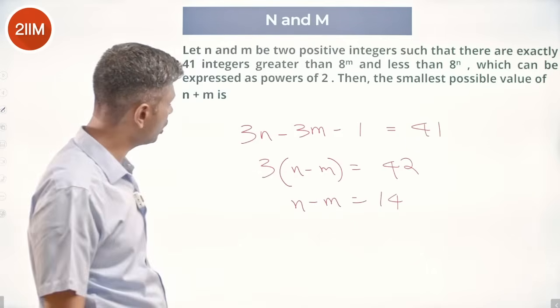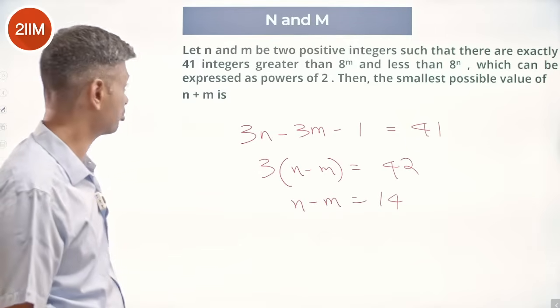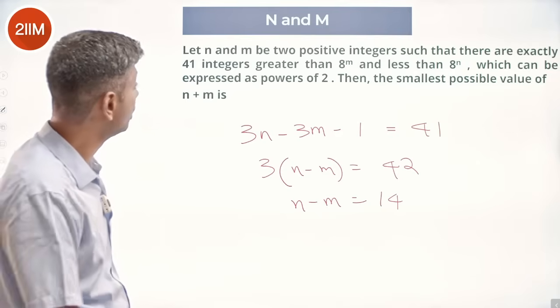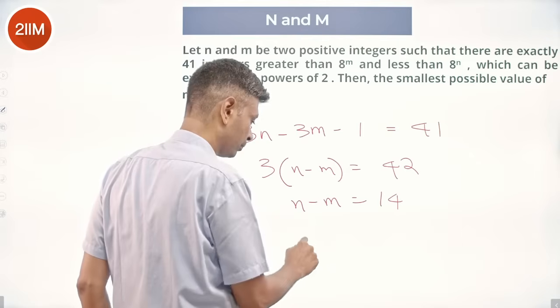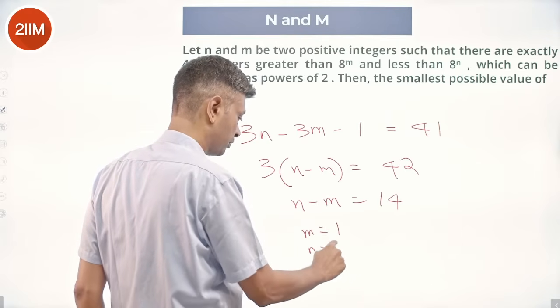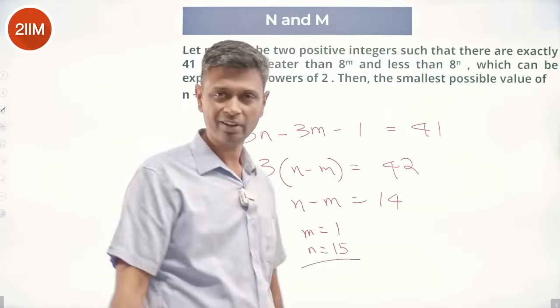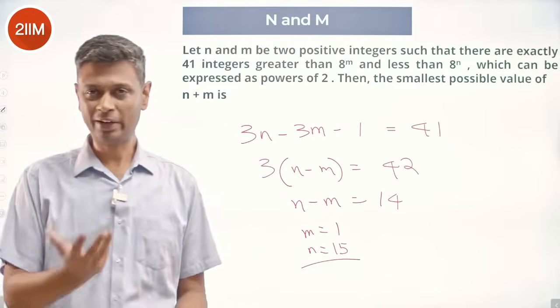What are the smallest values of m plus n? n minus m is 14. All we need is m and n to be two positive integers. So m could be 1, in which case n is 15, and 1 plus 15 is 16. Done. Once we find the difference, plugging it in is far simpler.